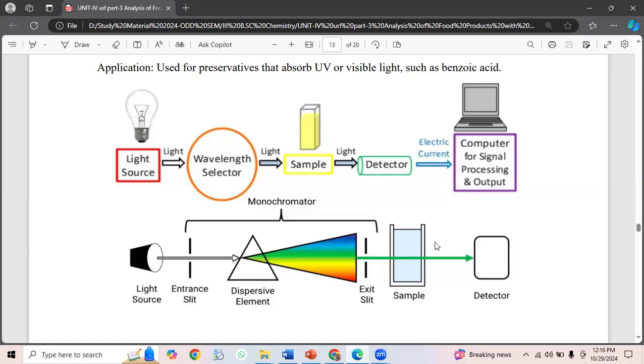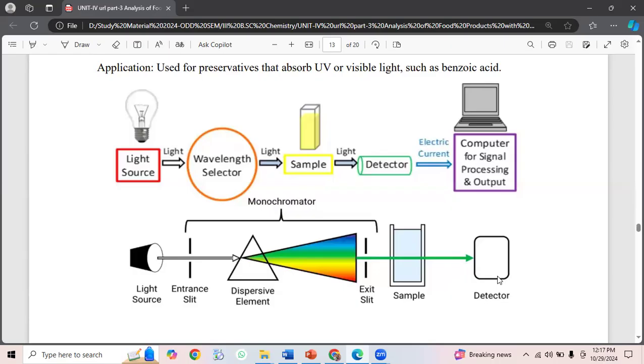The next step is absorption measurement. The selected light passes through the sample cuvette, and a detector measures the intensity of light that exits the sample. The difference between the initial light intensity and the transmitted light is the absorption, which relates to the concentration of the analyte. So depending on the concentration, the ratio will change.